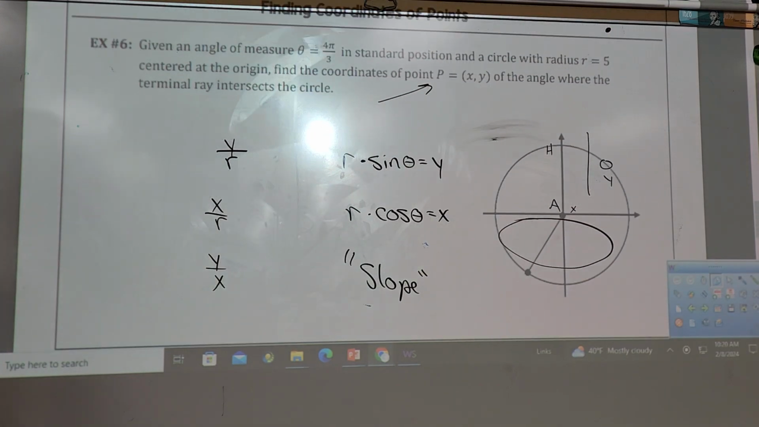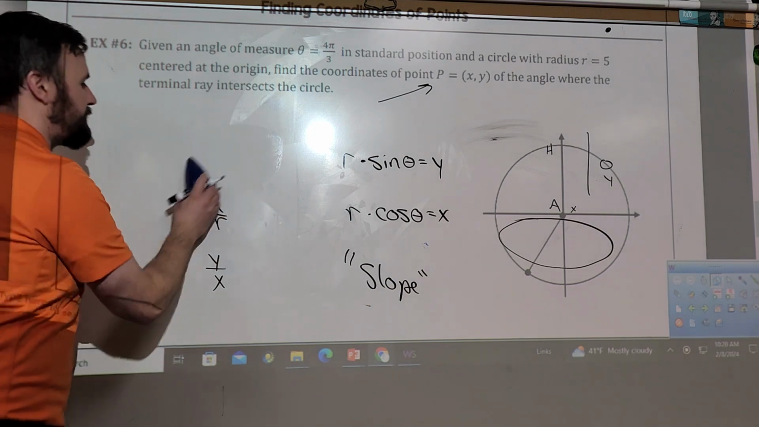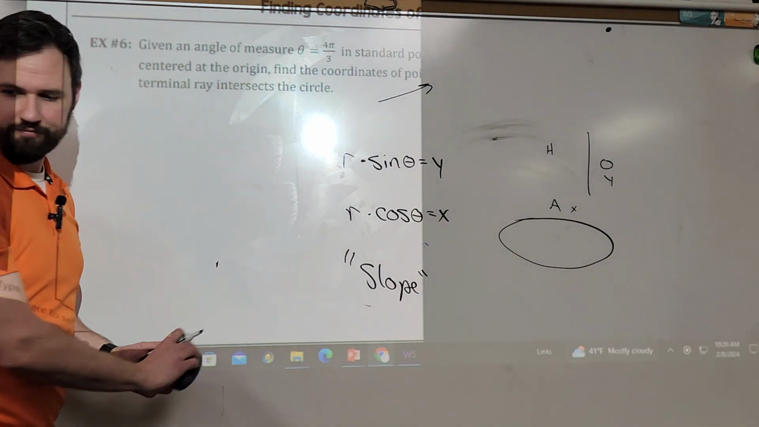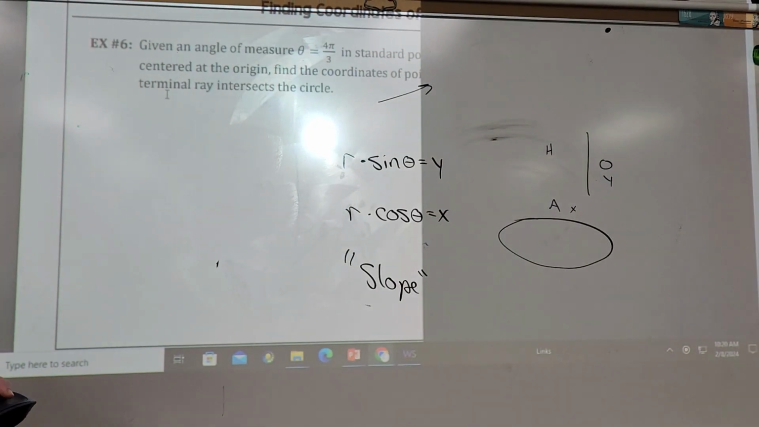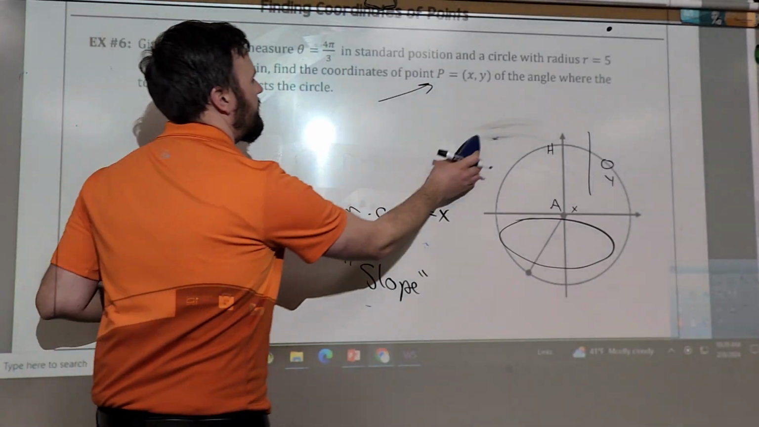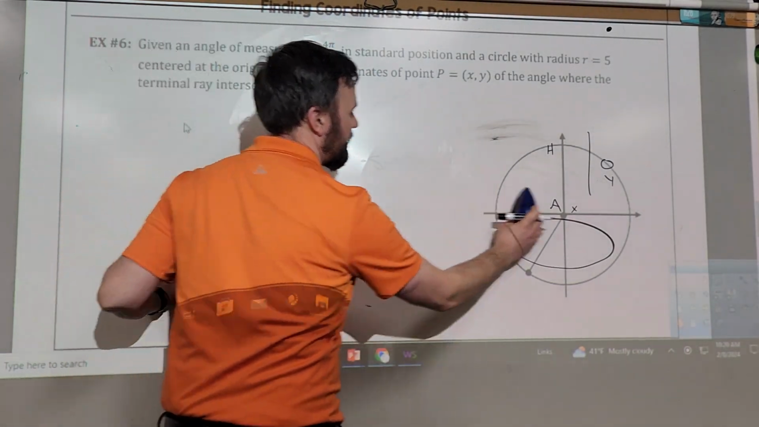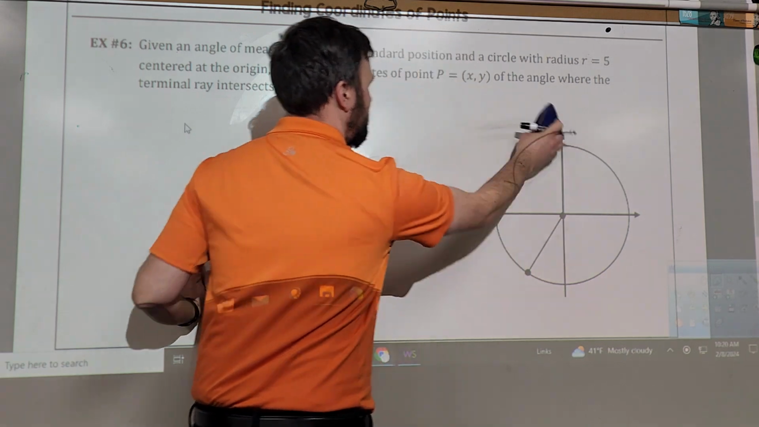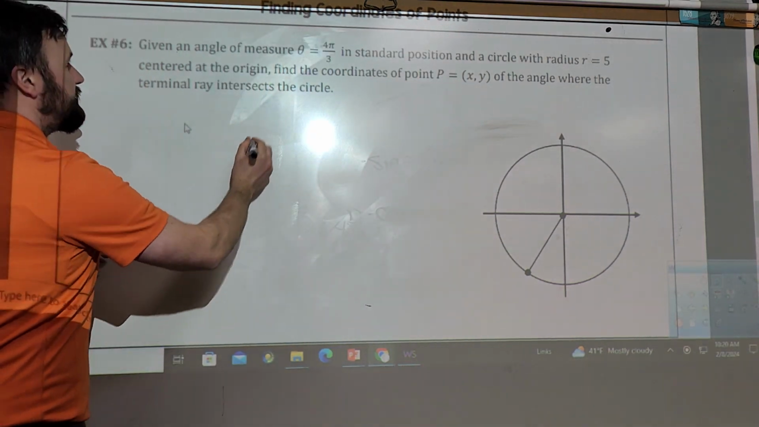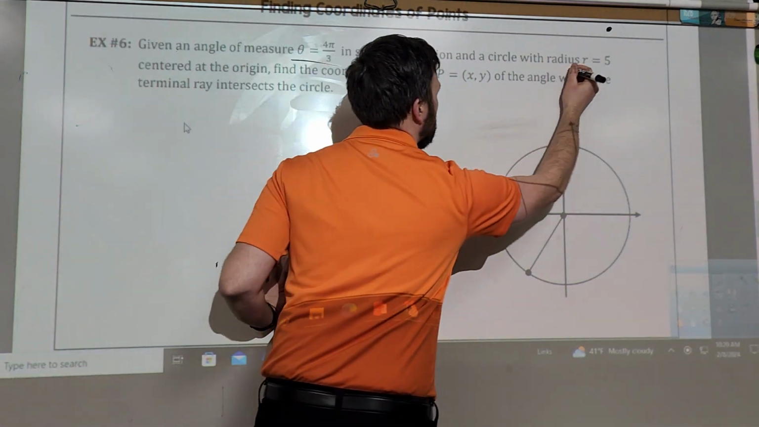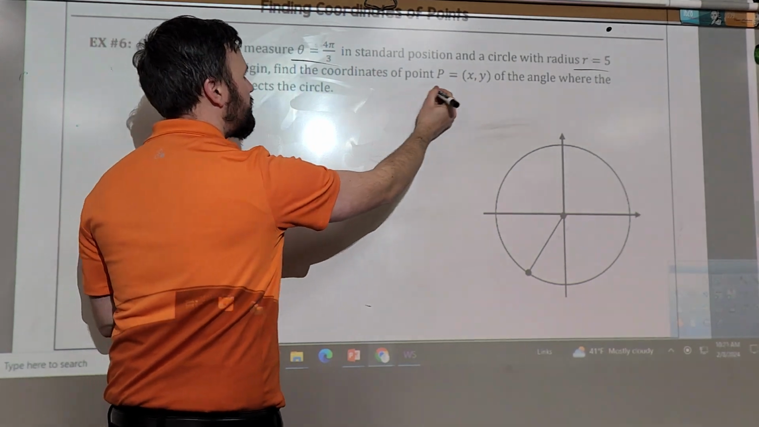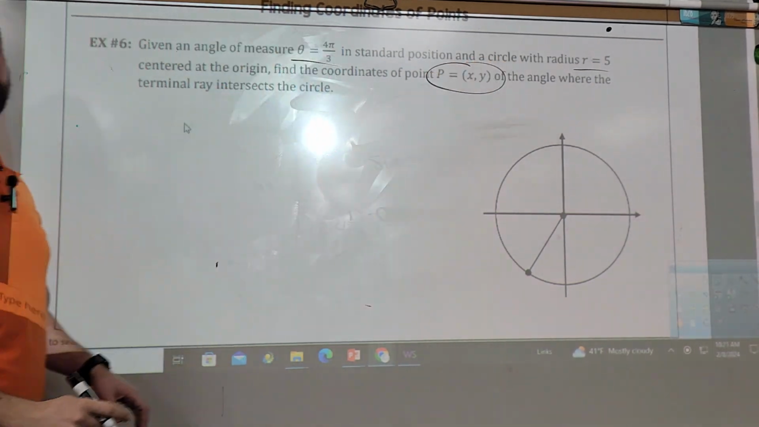All right, so let's try one. I'm going to give you an angle and a radius. So we have an angle and a radius. I want to find what point that would be on the graph.